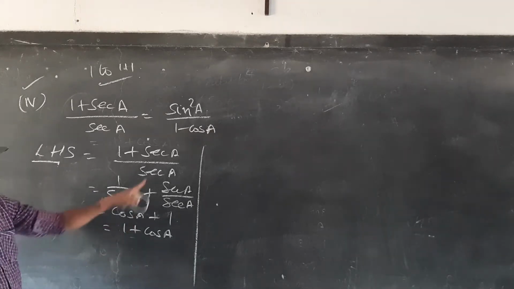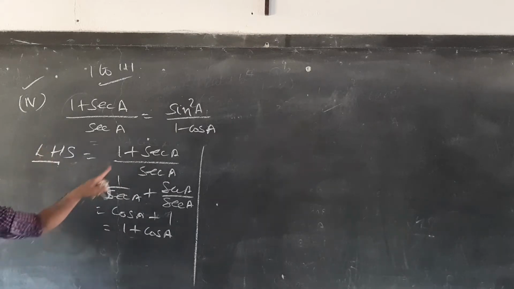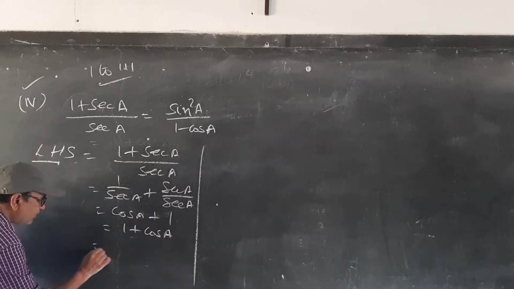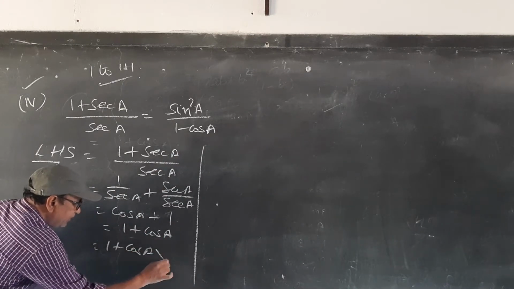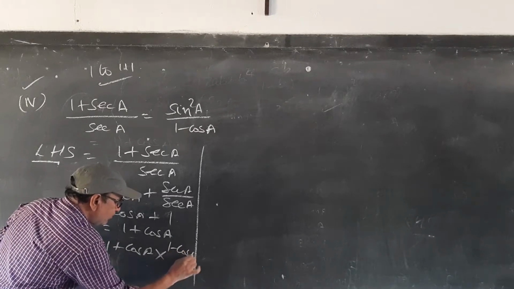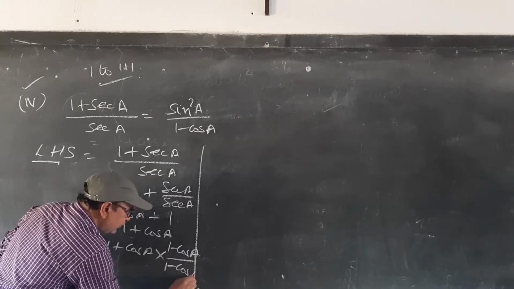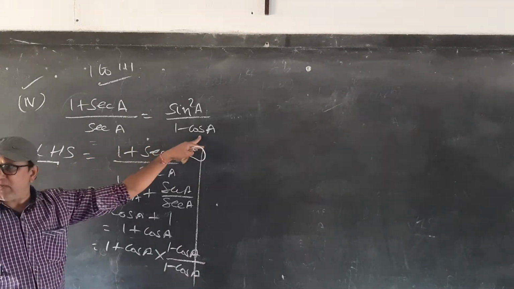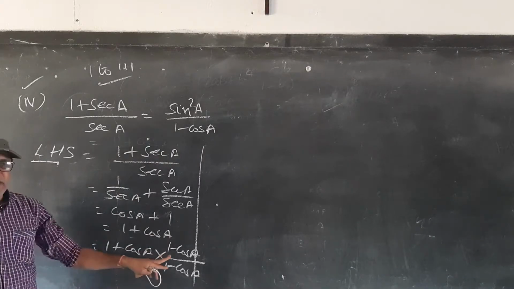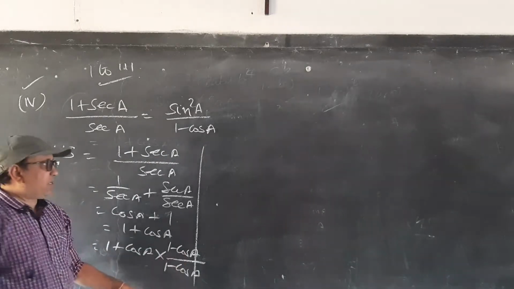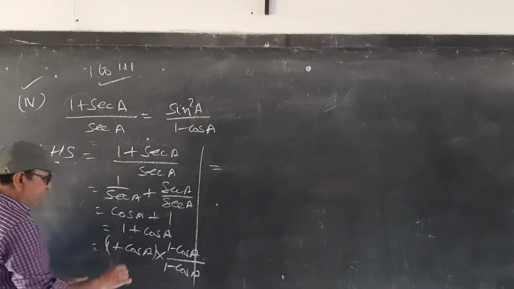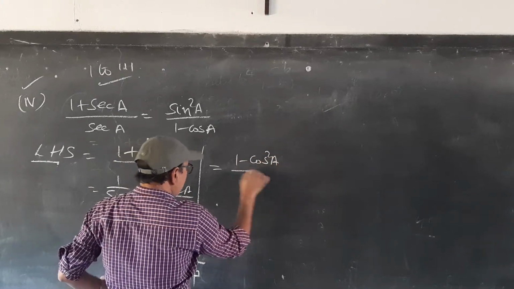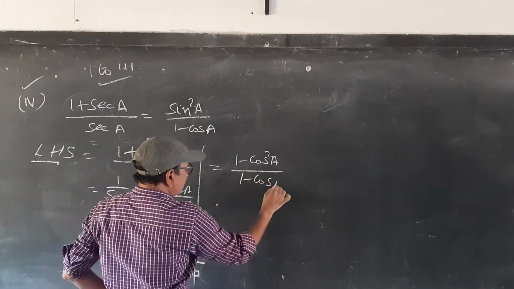From here only we can find the answer by taking simply the left hand side. Don't need to solve the right hand side separately. Just think of it and write 1 plus cos a divided and multiplied by 1 minus cos a. This is the new step. By looking at the RHS, we need 1 minus cos a. So 1 plus cos a, divided and multiplied by 1 minus cos a, and then we will get, using a plus b, a minus b, 1 minus cos square a upon 1 minus cos a.